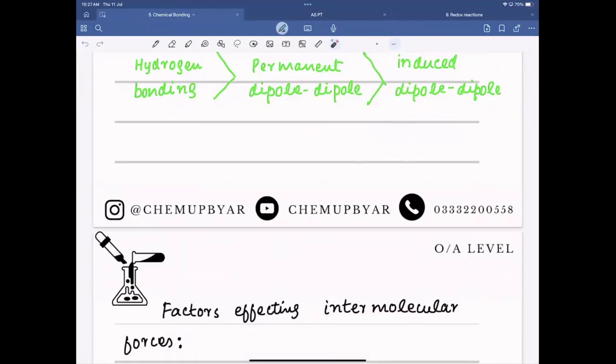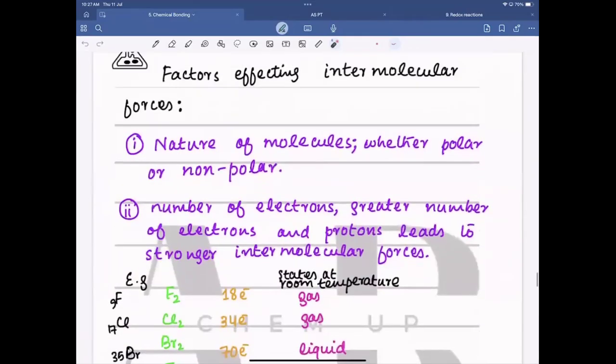So here we have a factor. First is the nature of the molecule. As we have discussed, we are able to figure out which kind of force is between the molecules. If there are two types of molecules, one has an induced dipole and the other has a permanent dipole, it's obvious that the permanent dipole has the stronger intermolecular forces. And if one has hydrogen bonding and the other has a permanent dipole, it's obvious that hydrogen bonding is stronger than the permanent dipole force. So from the nature, we can figure out which one is stronger. Is this clear?